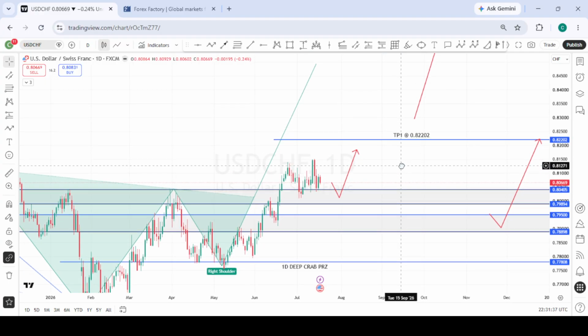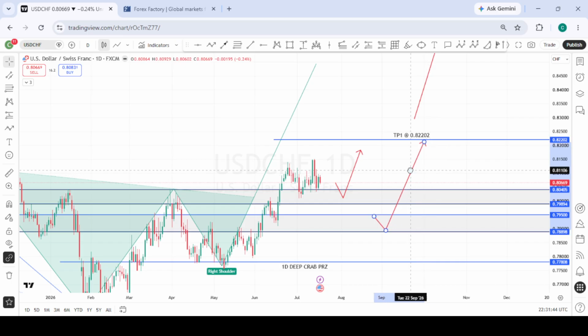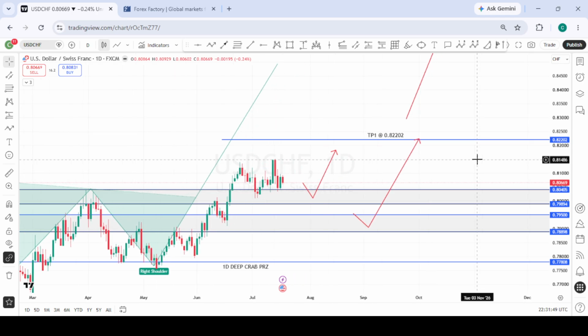So we just have to be patient and see how price plays out when it reaches this area of interest, and take our decision. Or should price go back to the second zone below, we'll still be interested in taking our buys from there to the upside for USDCHF.